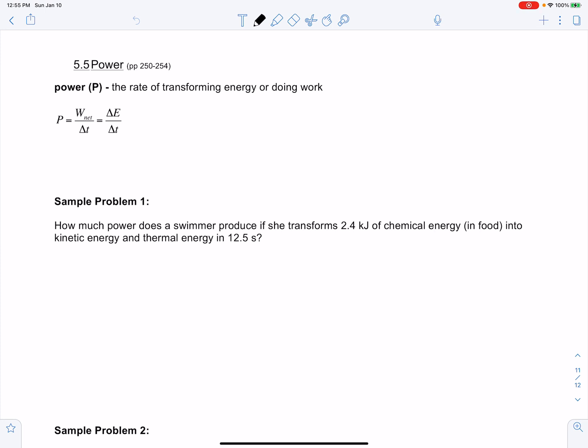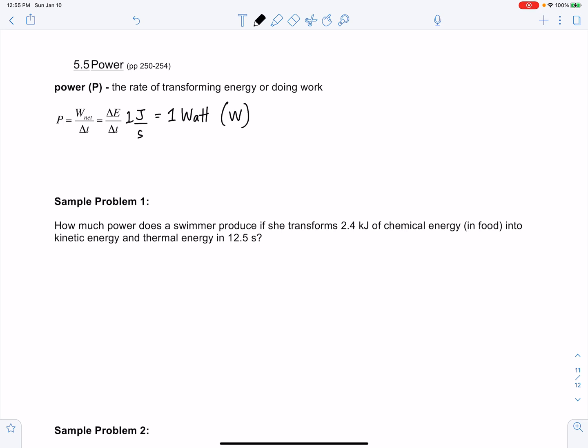The equation for power is the net work divided by the elapsed time, or the change in energy over the elapsed time. Notice that power is a scalar quantity, because both work and energy are scalar quantities. Since work and energy are measured in joules, and time is measured in seconds, 1 joule per second is equivalent to 1 watt. The symbol for watts in physics is a capital letter W.